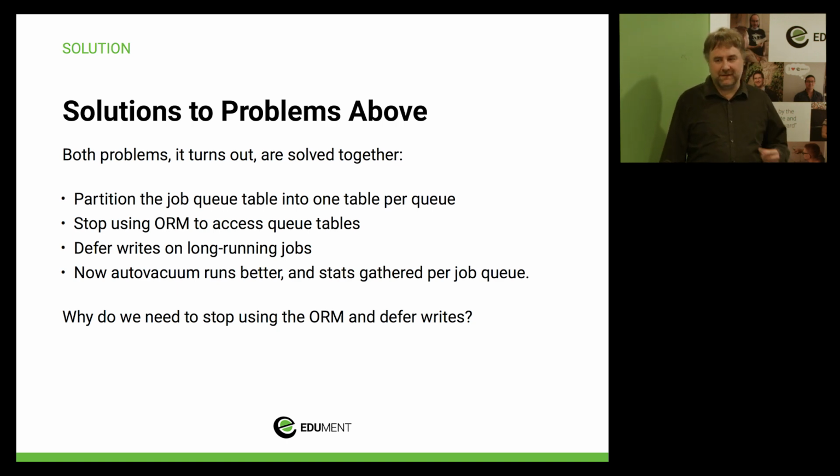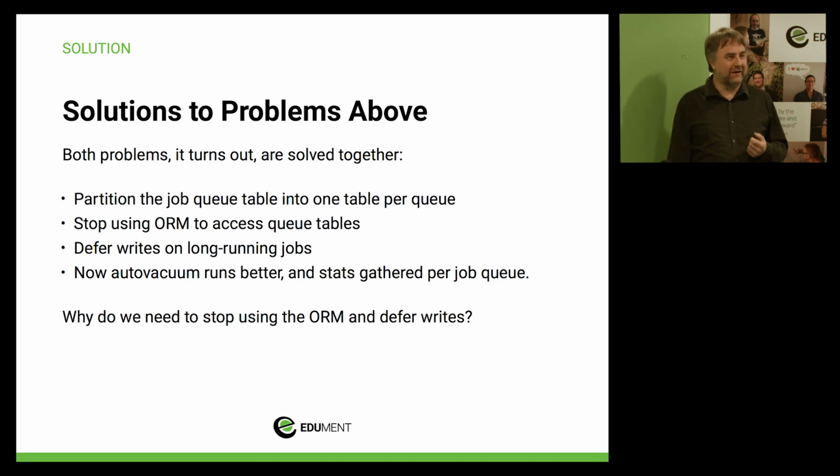That meant that Autovacuum could now operate in parallel across each queue: one Autovacuum per queue instead of one Autovacuum across all the queues together. The second thing it meant was that the analysis grabs statistics per queue, not across the whole set of queues together. That means that our problem with bad query plans just went away. Of course, we had some other problems.